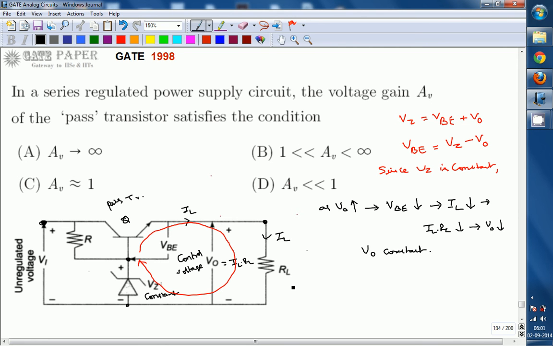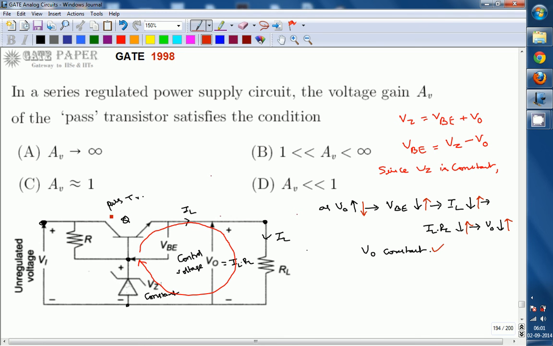So V0 is regulated. Similarly, if V0 tries to reduce, VBE increases. By that time IL increases, because more VBE means more forward bias, more forward bias means more emitter current, and more emitter current means more load current, because load current is the emitter current. So IL into RL increases, which makes V0 increase. Again V0 is maintained constant. If V0 tries to reduce, the value increases with the help of this regulating action. So V0 is regulated.